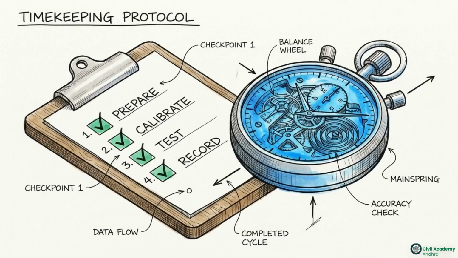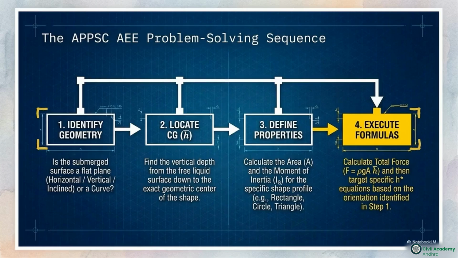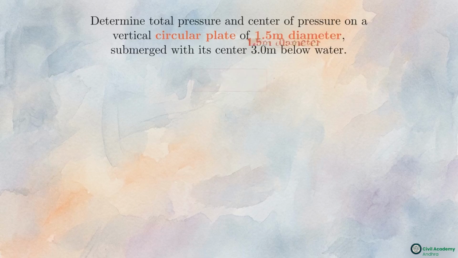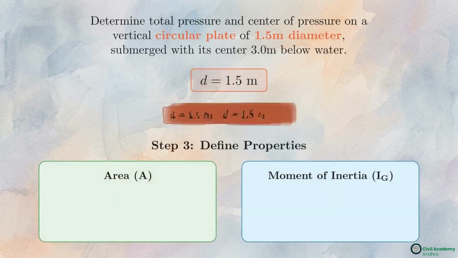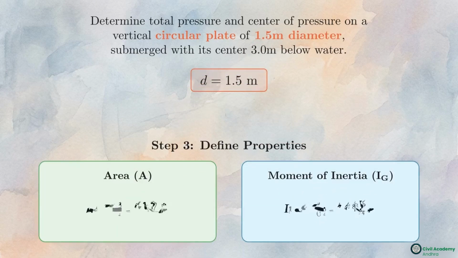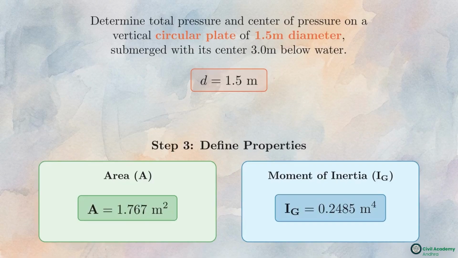Beyond understanding the formula, you need a repeatable workflow to process these problems under timed conditions. This four-phase sequence starts by identifying the geometry, then locating the center of gravity, defining the area properties, and finally executing the formulas. Adhering to this sequence isolates each variable. It ensures you don't accidentally pull the wrong moment of inertia or area value into your final calculation.